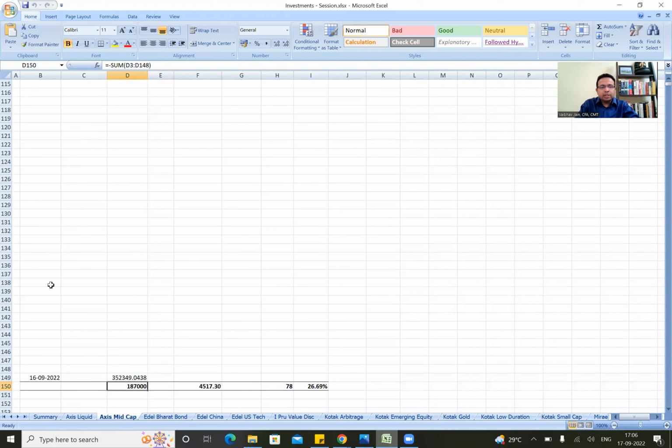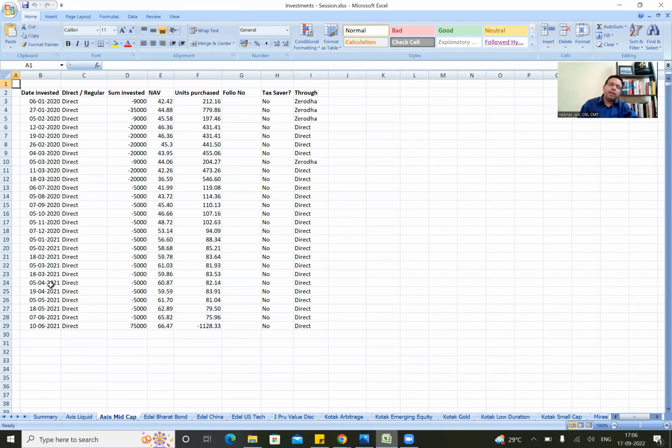And XIRR for me, for Axis Midcap Fund, is coming to be 26.69%. I just need to go back to some websites and see what the benchmark has given. And then I can compare my fund, whether it is more than the benchmark or not. So that's again, one more example.